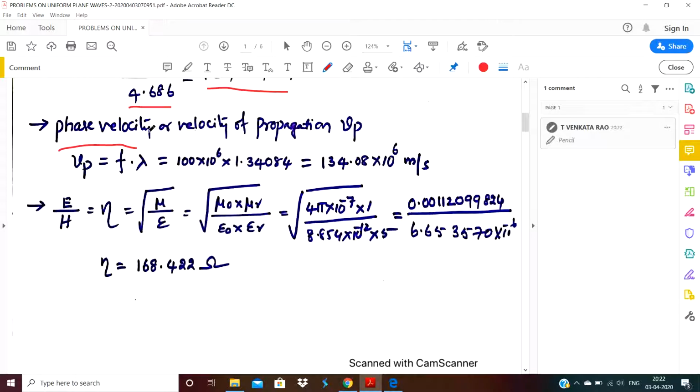After calculating the wavelength, we can calculate the phase velocity. Because it is a lossless medium or free space, the phase velocity is the same as the propagation velocity or velocity of propagation. It is denoted by Vp. Therefore, the phase velocity Vp equals the product of frequency and wavelength. Frequency is given as 100 megahertz, and lambda we calculated as 1.34084. By simplifying, it is 134.08 into 10 power 6 meters per second.